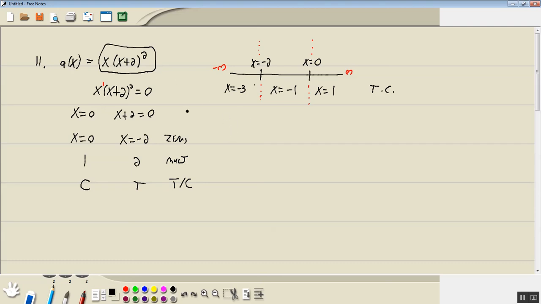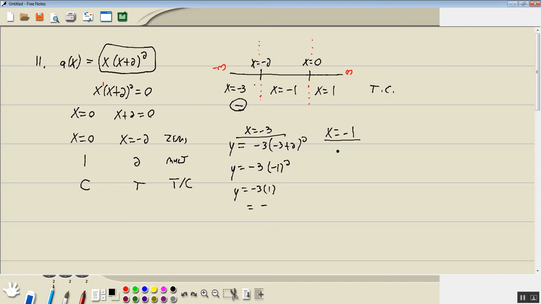If I plug in negative 3, remember f of x is y. So y is equal to negative 3 times (negative 3 plus 2) squared. Negative 3 plus 2 is negative 1. Negative 1 squared is 1. So we have negative 3 times 1, which is negative. So this is going to be negative. Now if I plug in the next one, x equals negative 1. Let me label those better. This was x equals negative 3.